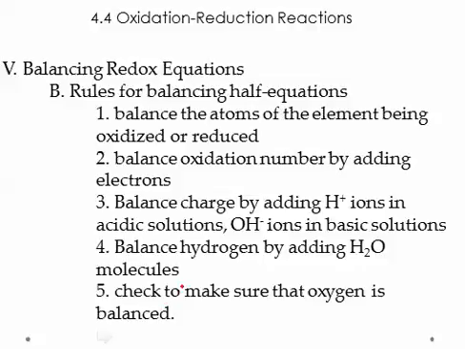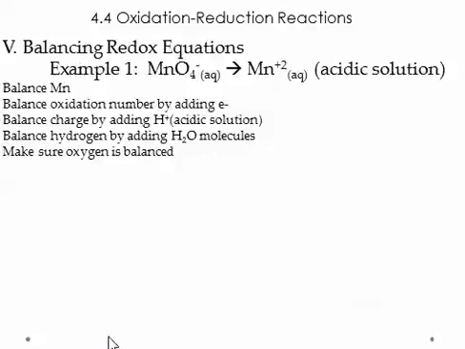Alright, these are the rules for balancing the half equations for redox reactions. If you'll keep an eye on these rules and look at them as we go through balancing a half equation. So let's do that now. We're going to take permanganate here, which produces manganese plus 2. And this is in an acidic solution. So let's do this right now.